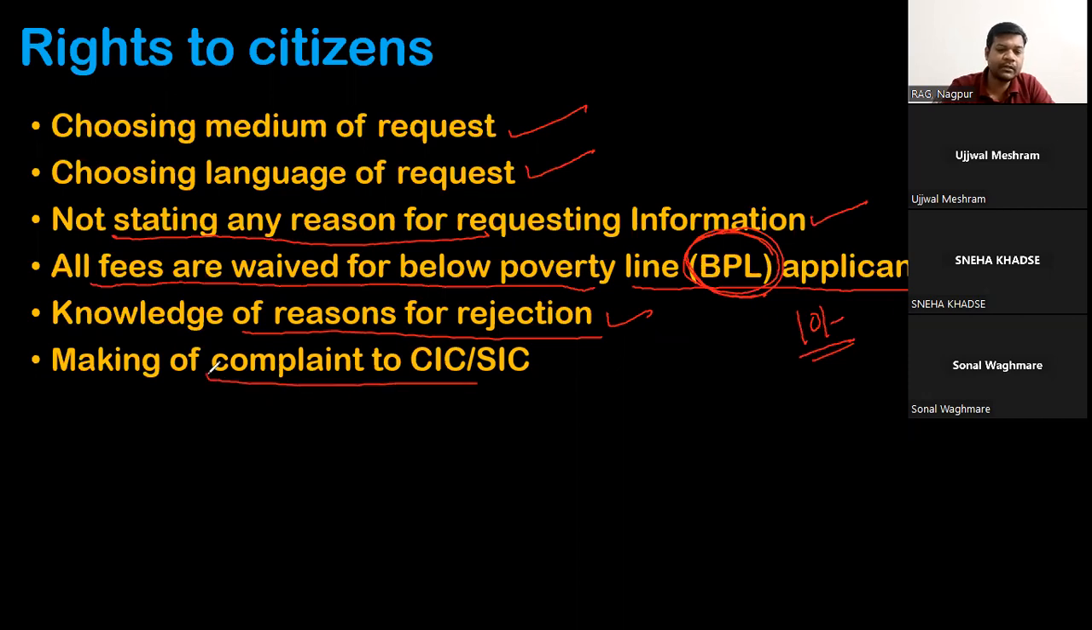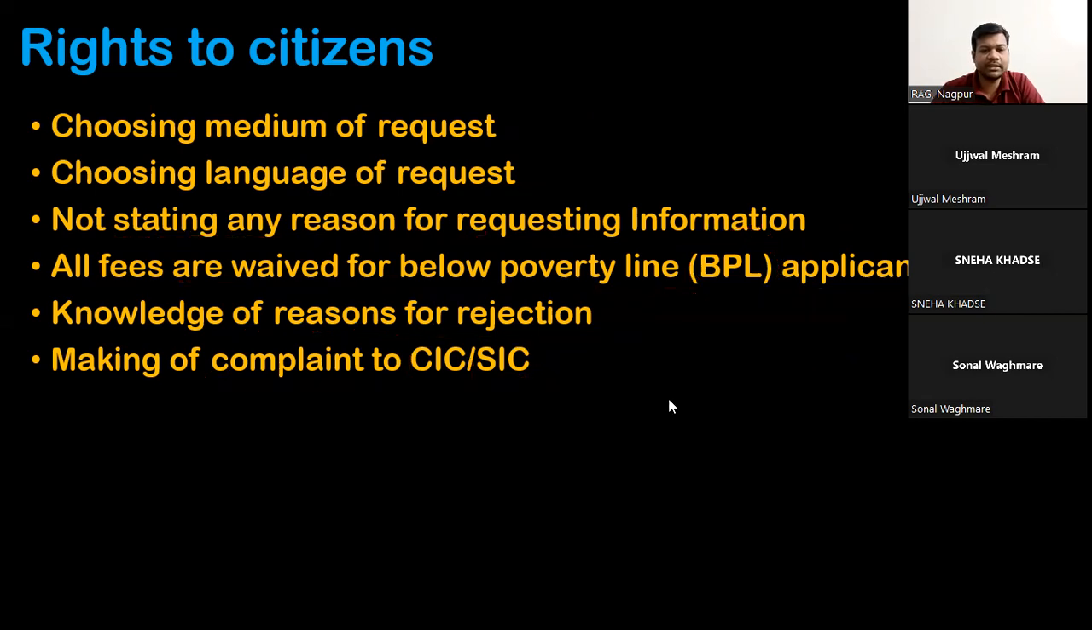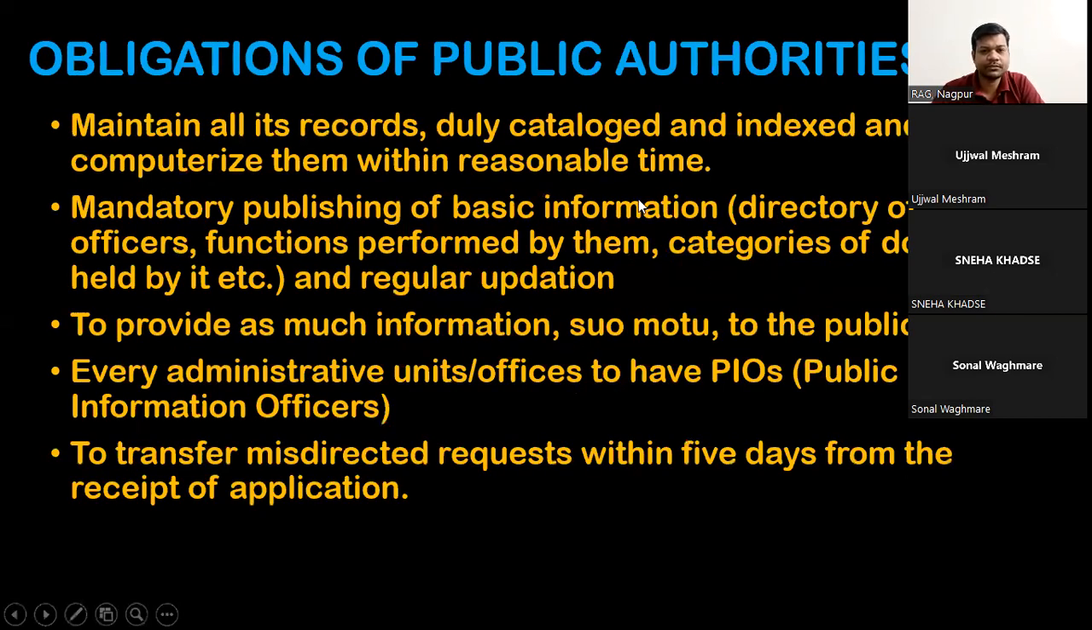And making a complaint to the CIC or SIC. That means if your application has been rejected, you can go to the further authority, the larger authorities. SIC, that is the State Information Commission, at the state level, and for the central government, it is CIC, that is the Central Information Commission. You can approach them as well if the departments and ministries are not listening to you.